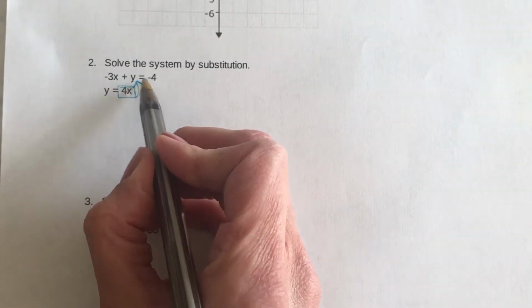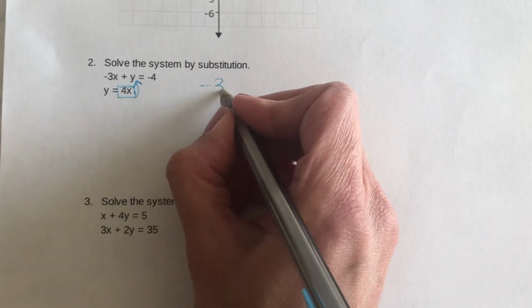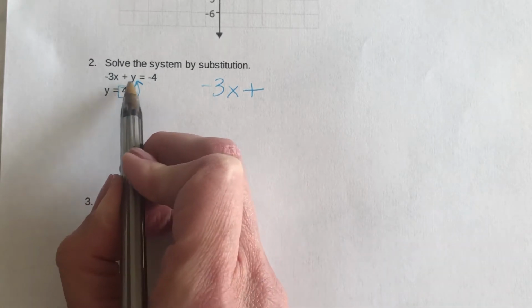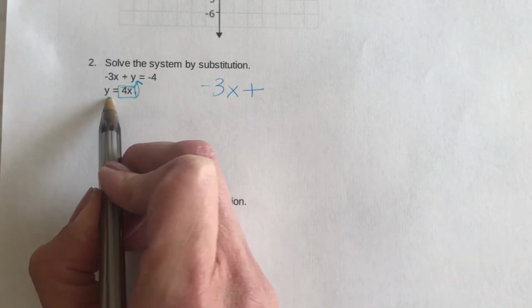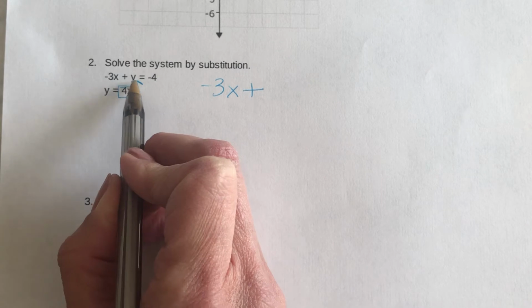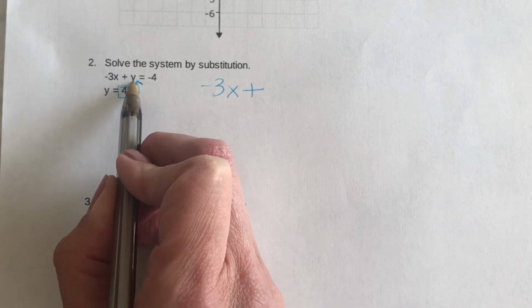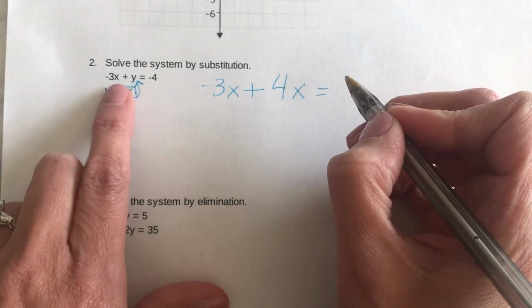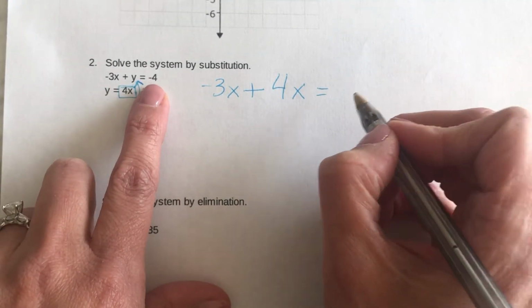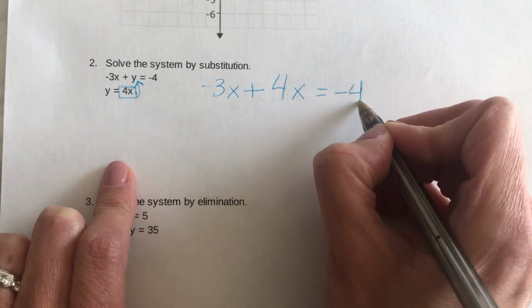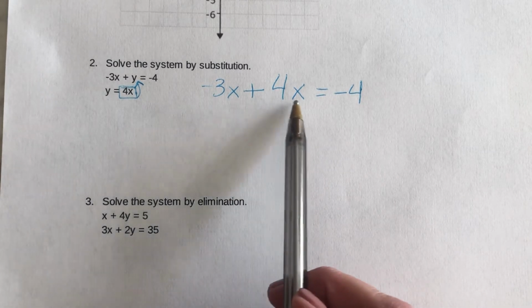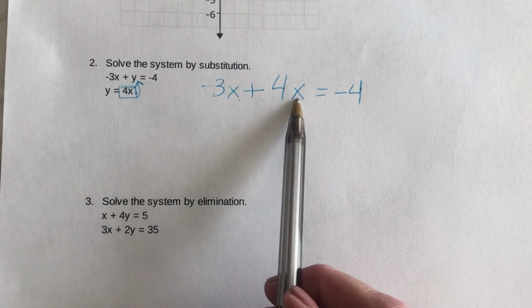So this equation becomes negative 3x plus, but instead of y, we're substituting what y equals, 4x. So we're going to replace or trade this y for 4x, and then fill in the rest of the equation, equals negative 4. Now we can solve for x because we only have one variable. Our only variable is x here.